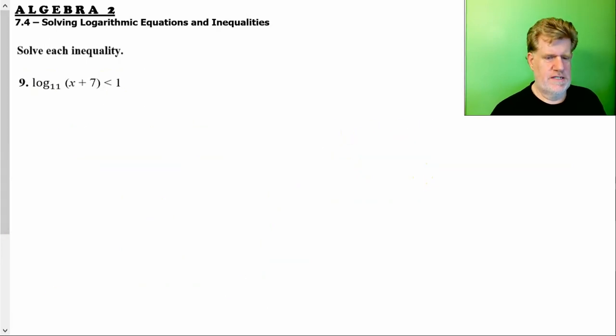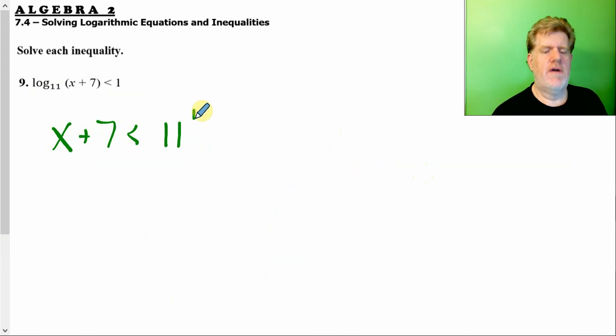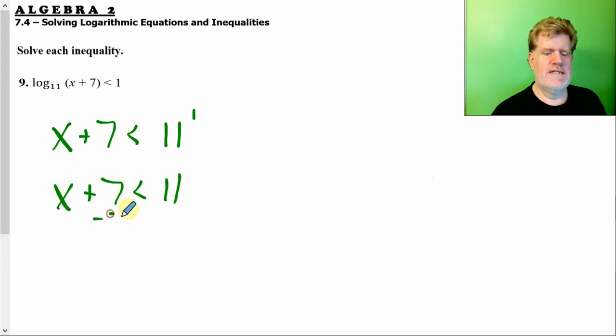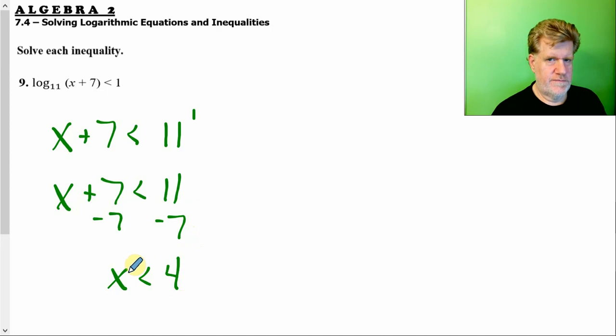All right, let's look at this one. Log base 11 of x plus 7 is less than 1. So we write it this way: x plus 7 is less than, bring the base over here, 11 to the first power. Subtract 7 from both sides. We have x is less than 4. Now, is that our answer? Well, x is less than 4, which means it could be anything less than 4, including negative numbers.